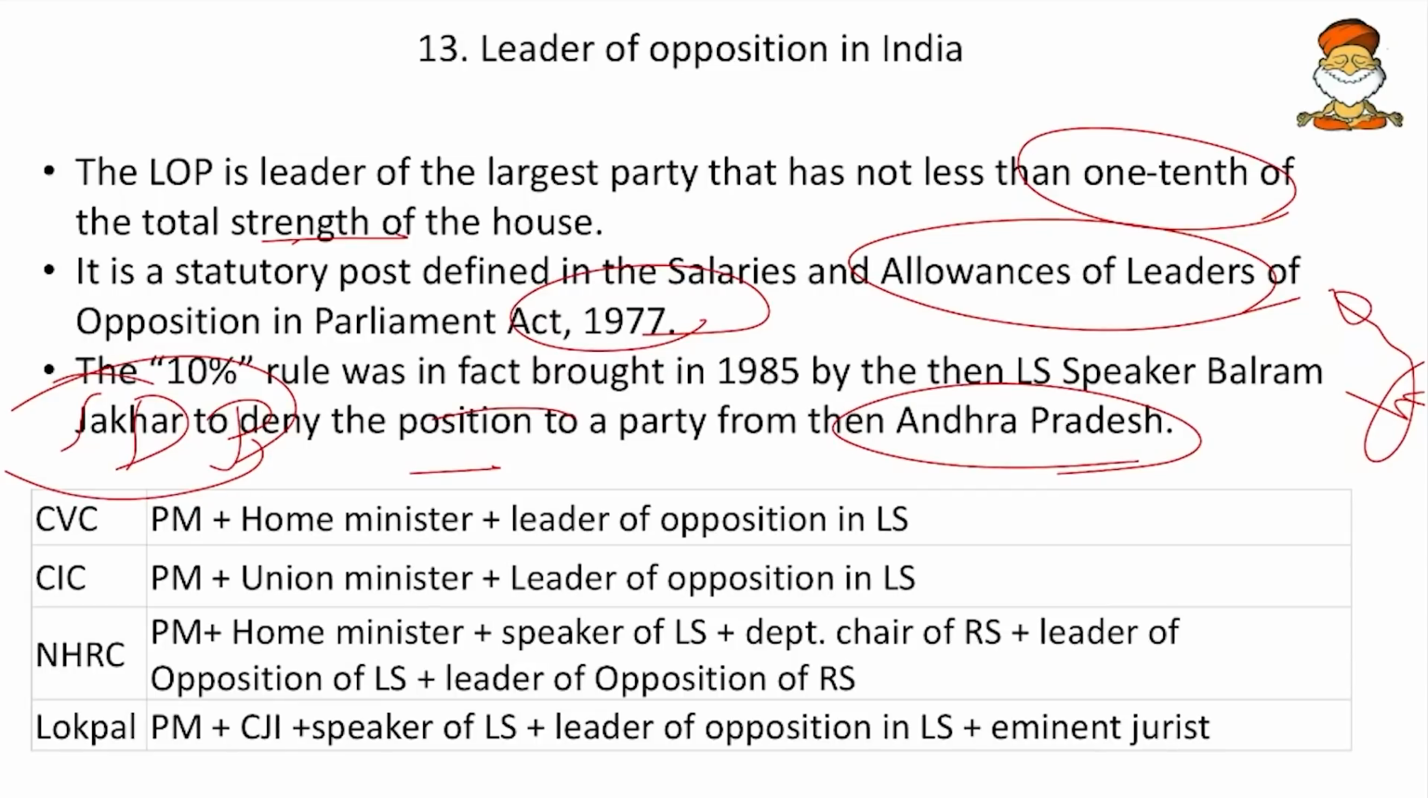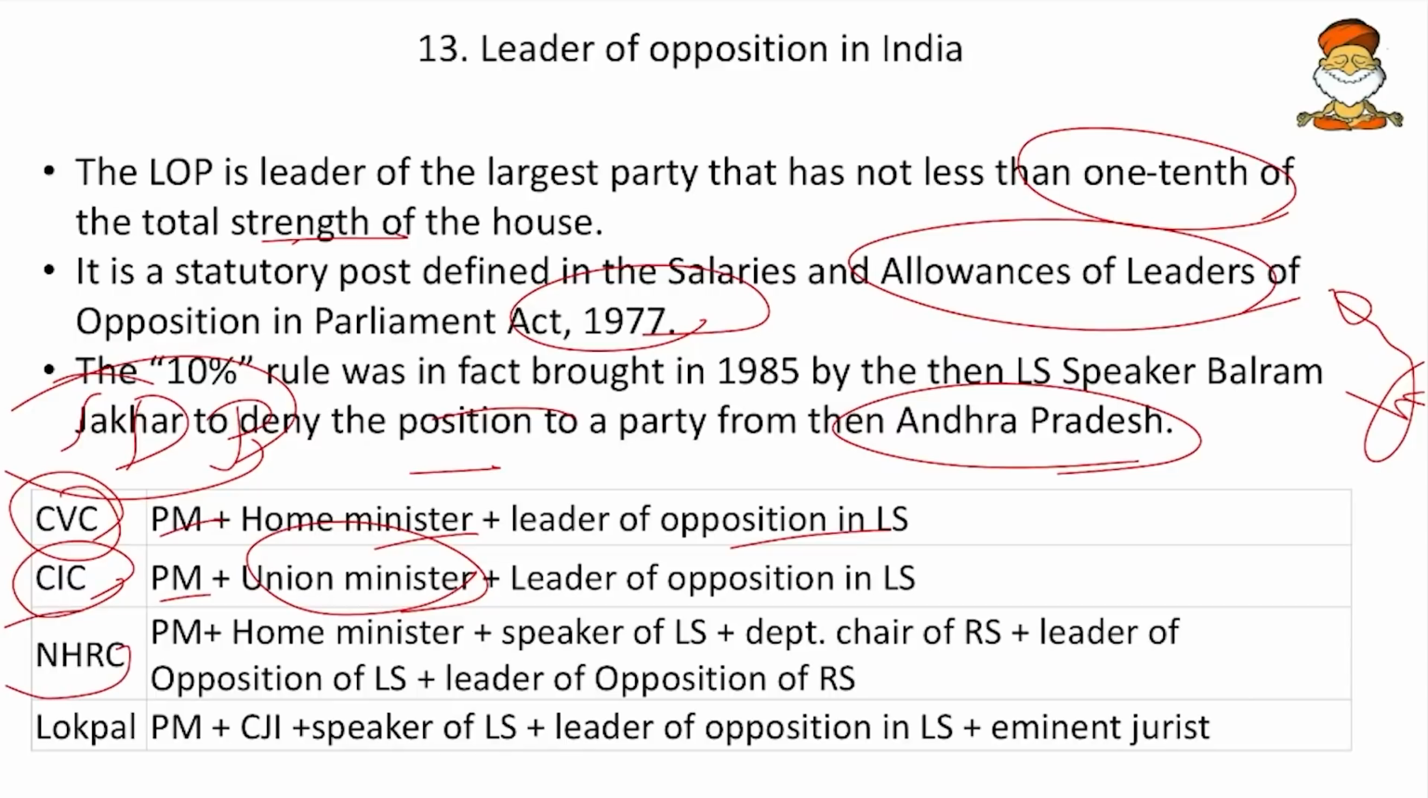Now, for what purposes is the leader of opposition important? Apart from the checks and balances he provides, he is involved in the appointment of various posts. For example, for the CVC we have the Prime Minister, Home Minister and leader of opposition in Lok Sabha. CVC means Central Vigilance Commissioner. Then CIC means the Central Information Commission. For that, the PM, a union minister and the leader of opposition in Lok Sabha.